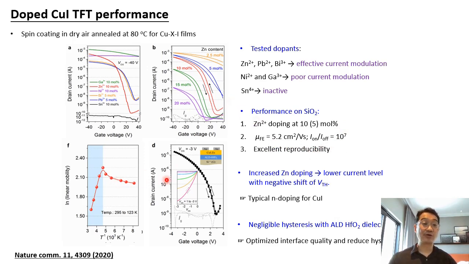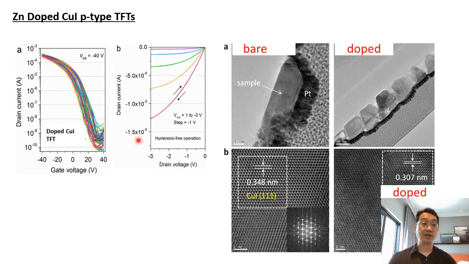We also reduced the hysteresis by applying an ALD-deposited high-k dielectric. The hafnium oxide dielectric operates at very low voltage, and the hysteresis is completely gone. So we successfully demonstrated a very wonderful p-type copper iodide transparent transistor by zinc doping. The transistors also show very good uniformity, reliability, and reproducibility. We measured more than 100 transistors, and they operated successfully.